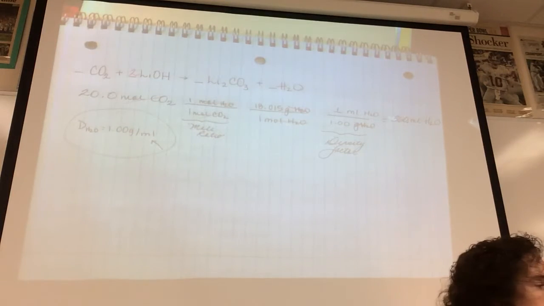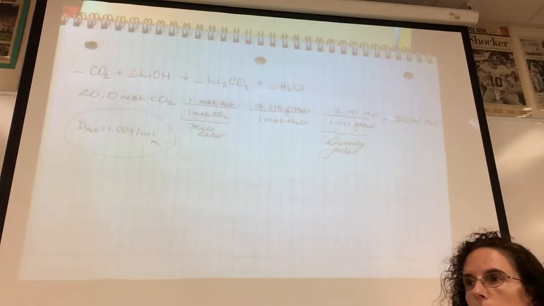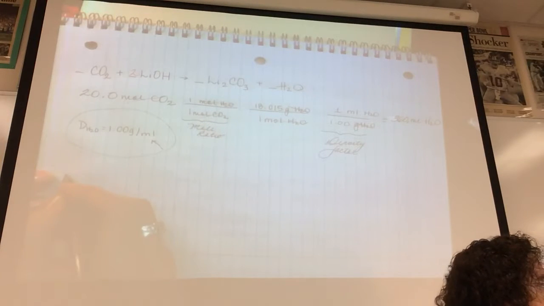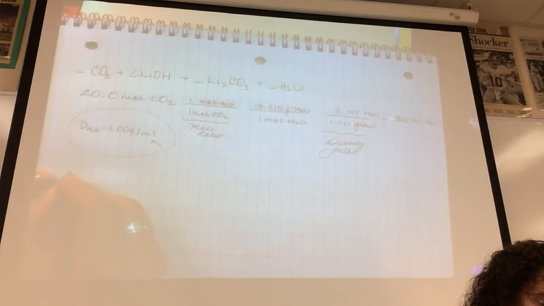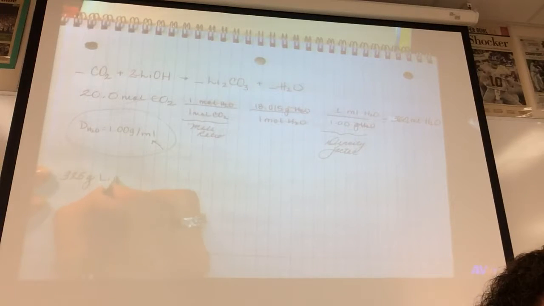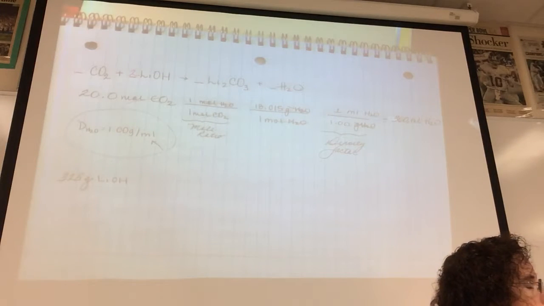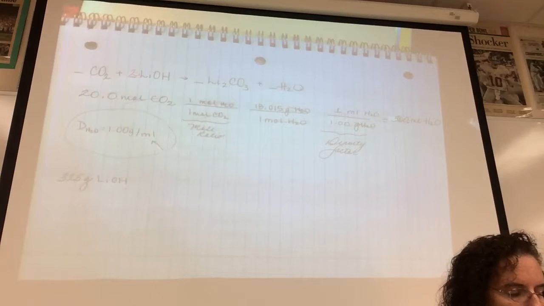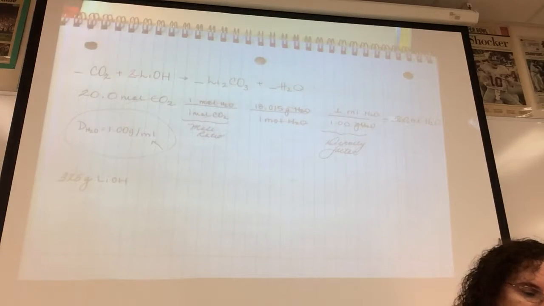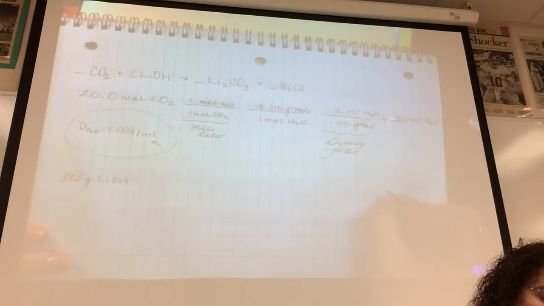The second problem is very similar. It says if there are 325 grams of lithium hydroxide present to react with an excess of CO2. The excess of CO2 does not configure in this calculation. Again, we want to know the volume of water that should be generated.